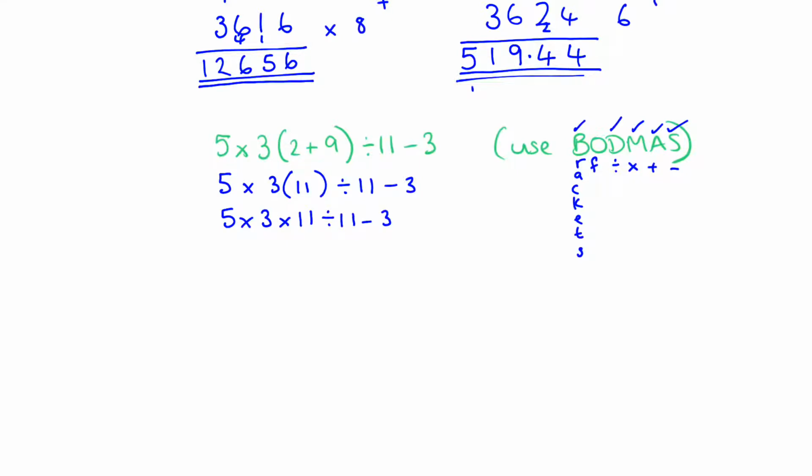So now we've got dividing and multiplying. So dividing and multiplying can happen in any order, as long as we don't do the subtraction until the end. Okay, so let's not make this complicated. Let's not do 5 times 3 times 11 and then divide our answer by 11. Let's do the 11 divided by 11 bit first. Okay, so that's 1. So we've got 5 times 3 times 1, take away 3. So basically we've just got 15, take away 3 is 12.